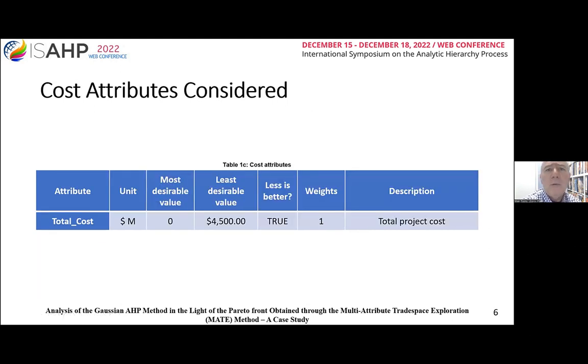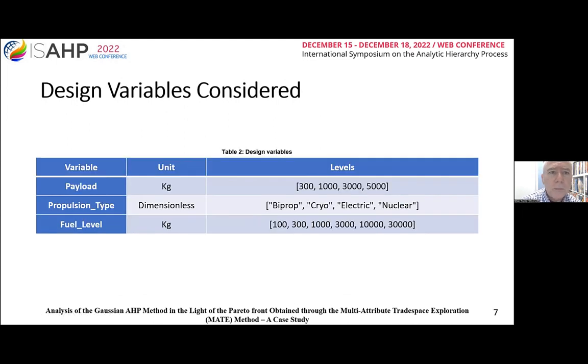They could have considered many cost attributes, but they only considered one, which was the total cost of the project in millions of US dollars. And these are the design variables they considered. They used a technique called DVM, design value matrix, to select the design variables which had the most impact on the performance attributes and cost attributes. Those variables were payload, propulsion type, and fuel level.